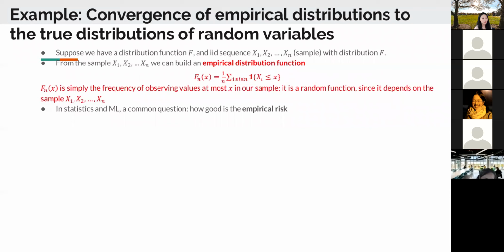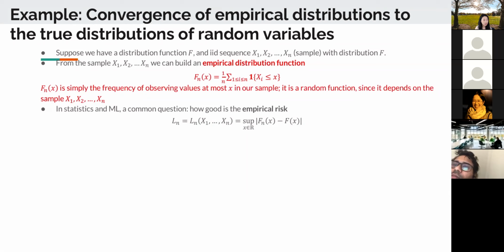Now, in statistics and machine learning, a common question is how good is this empirical risk. Let's say you have an L_n, which is defined as a function dependent on x1 through xn, the sample. It's the supremum of the absolute value of the difference between F_n(x) and F(x). F(x) is the true distribution, and F_n(x) is your empirical distribution function. So you want to evaluate how closely your empirical distribution function estimates your true distribution. That's why you estimate the supremum: any perturbation at any point is very important, so you take the maximum perturbation to evaluate how good this empirical risk is.